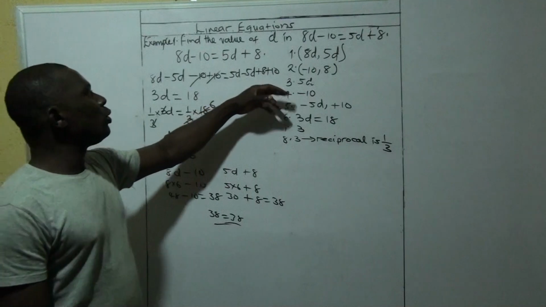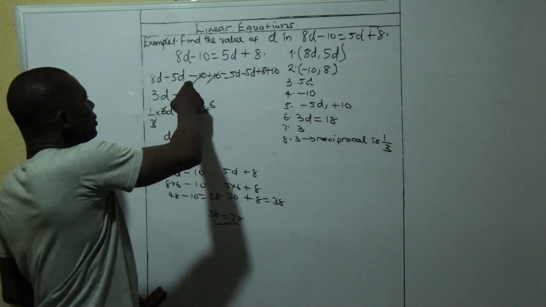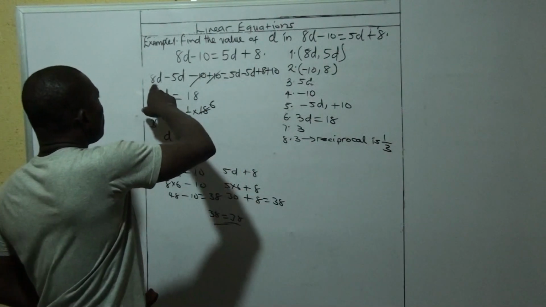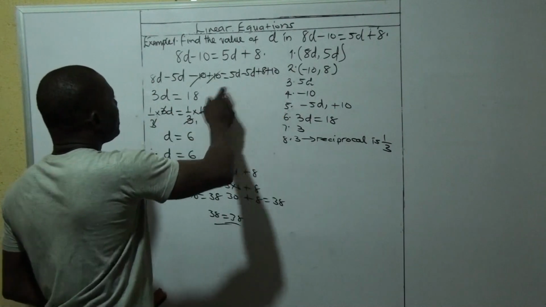So we did it to both sides. We did it to both sides, and that is why you see that minus 10 plus 10 cancel off. 5d minus 5d, they cancel off. What we are left with here, 8d minus 5d is 3d. 8 plus 10 is 18.